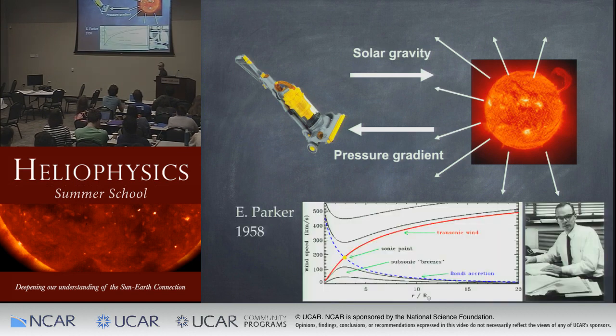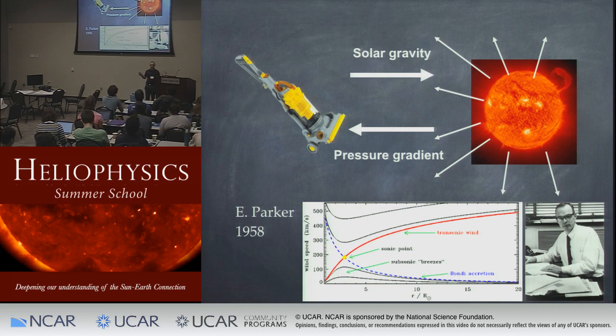It was introduced by Gene Parker in 1958, in a famous paper, where he showed that the solar wind is accelerated up to a supersonic point, and then it's further accelerated to some asymptotic speed that should be of the order of 100 kilometers per second. So there should be a radial expansion of the sun, a flow of about a few hundred kilometers per second.